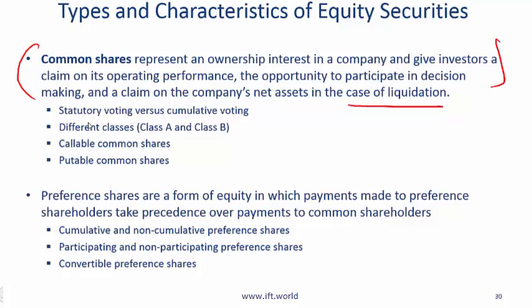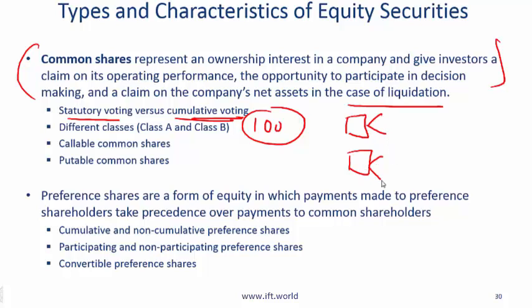In the context of common shares, you can have statutory voting versus cumulative voting, and we saw this briefly in corporate finance, but I'll explain this here. From a small shareholder perspective, cumulative voting is better, because let's say that you have 100 shares, and let's say that there are 2 seats open for which we have potential candidates running. So there is an election.